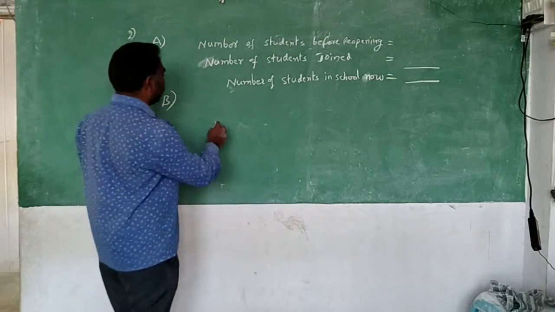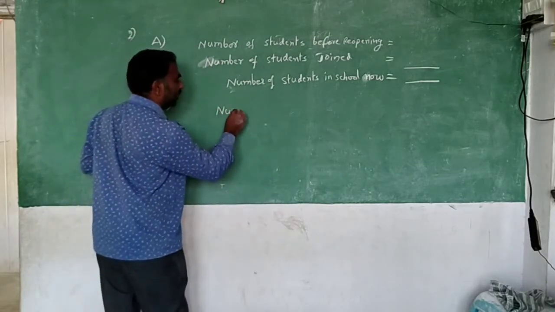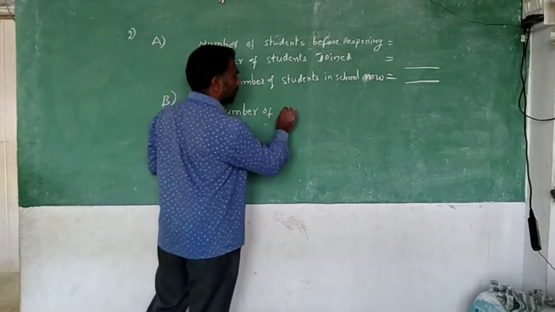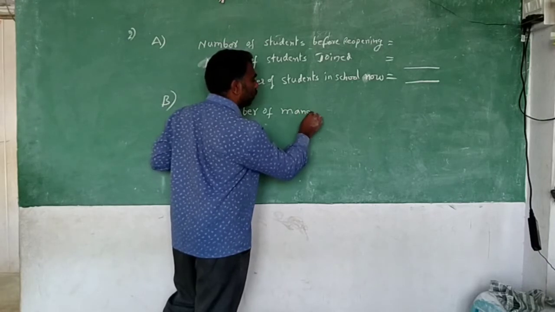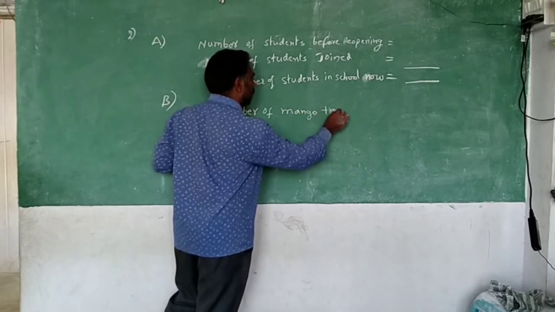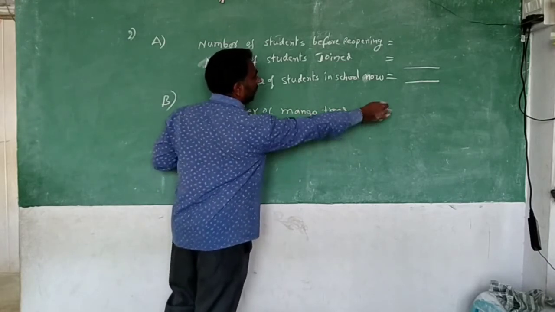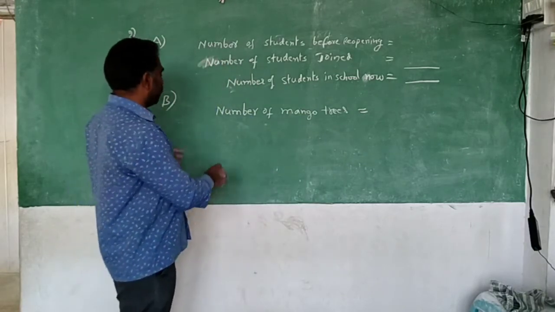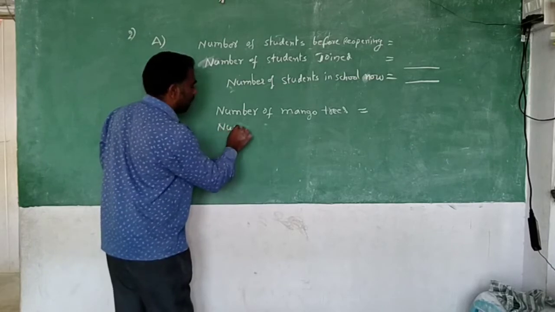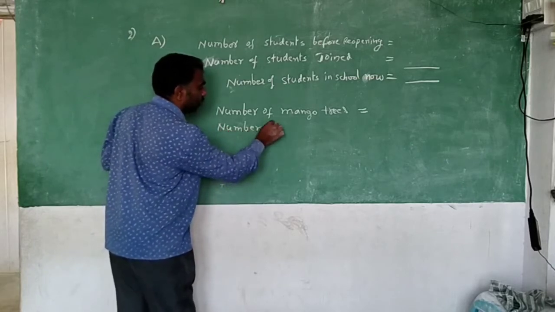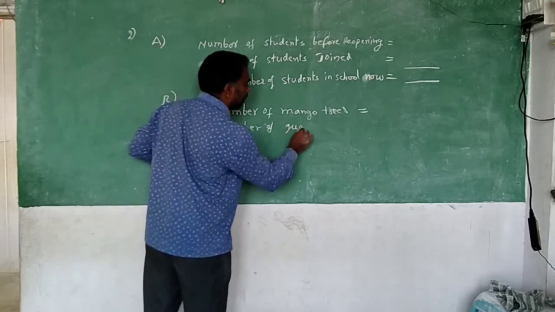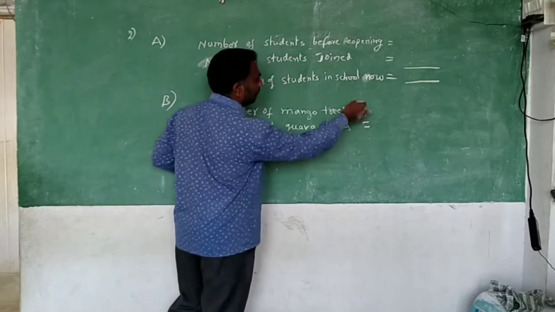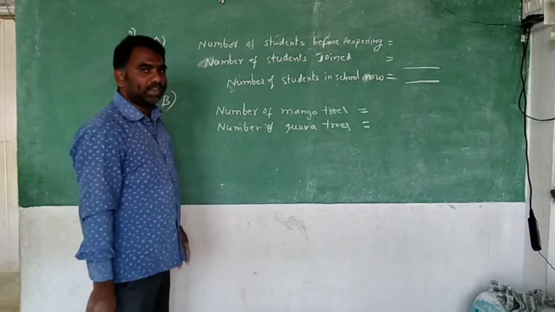So what are the steps you will write? First, the trees. Which trees are there? Mango trees. That's why I am writing number of mango trees. You need to write how many are there. Read the question and write there. Next one, number of guava trees. That also you read and write from the textbook.